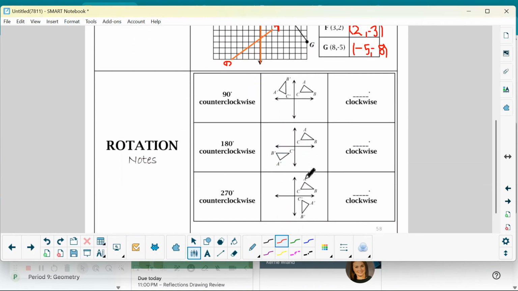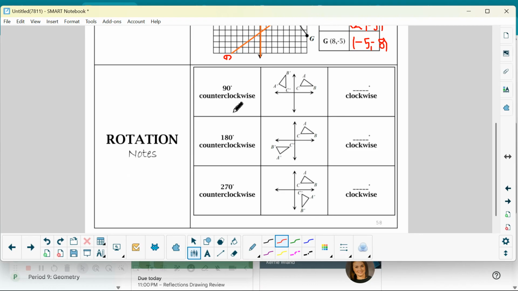The other thing we have to talk about is we have clockwise and counterclockwise, but it's the same in some aspects. For example, 90 degrees counterclockwise, the shape would end up over here. But if we went in the clockwise direction, this would be 90, this would be 180, and then one more turn would be 270. So 90 degrees counterclockwise is the same as 270 degrees clockwise. The shape will end up in the exact same spot.